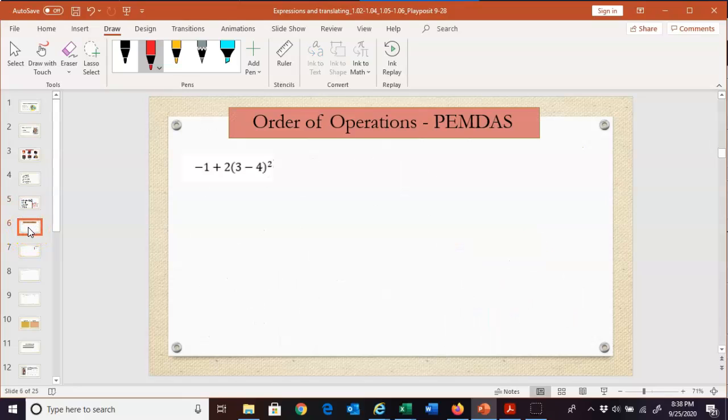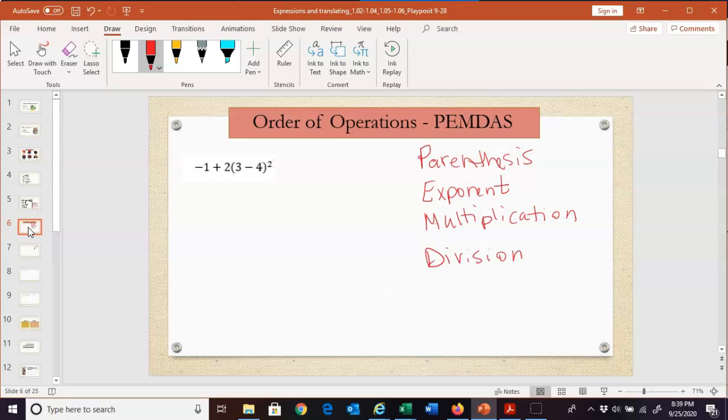Okay, so let's get going with our order of operations. So remember PEMDAS. And these letters all stand for something. P stands for parentheses. E stands for exponent. M is multiplication. D is division. And then we have addition and subtraction.